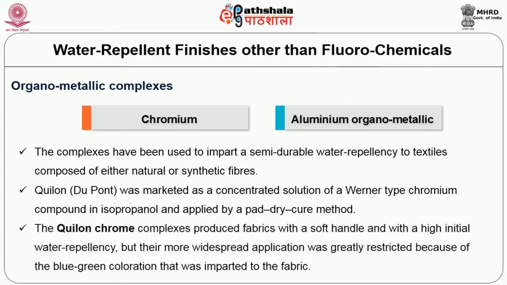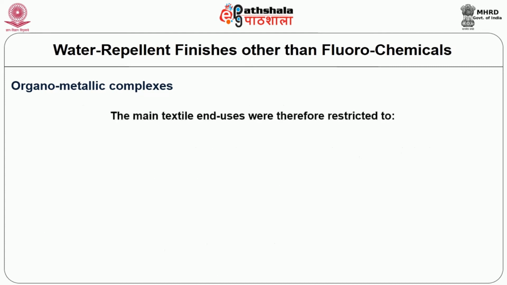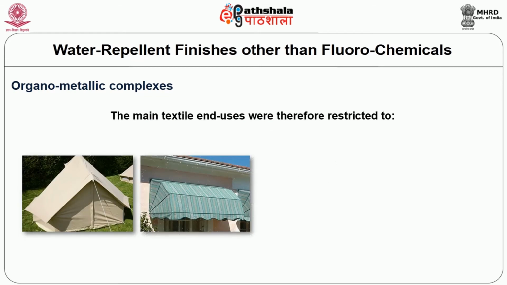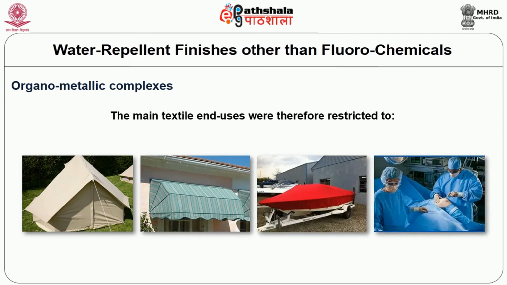The Quilon chrome complexes produced fabrics with a soft handle and with a high initial water repellency, but their more widespread application was greatly restricted because of the blue-green coloration that was imparted to the fabric. The main textile end users were therefore restricted to tents, awnings, boat covers and surgical drapes and gowns made from non-woven materials. Similar products were marketed by a number of manufacturers.